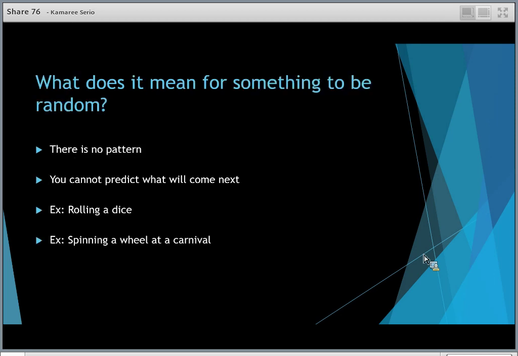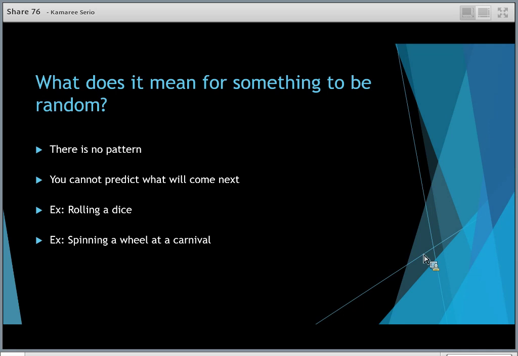So what does it mean for something to be random? Well, if it's random, there's no pattern and you can't predict what's going to come next. So it's kind of like rolling a dice. Every time you roll a dice, you have the same chance of getting each number, but you never really know which one you're going to land on until you roll it.